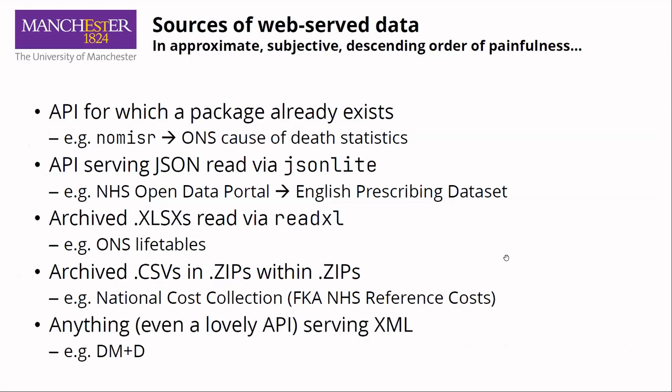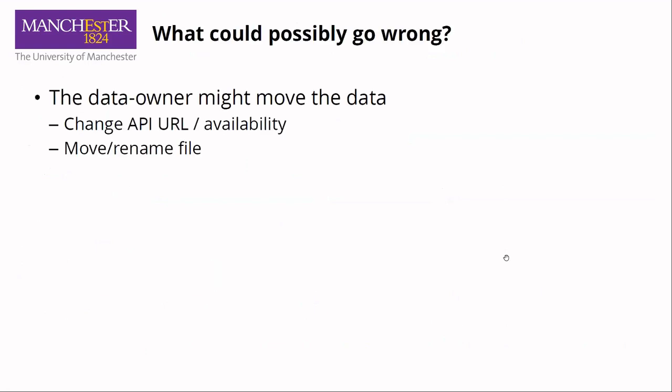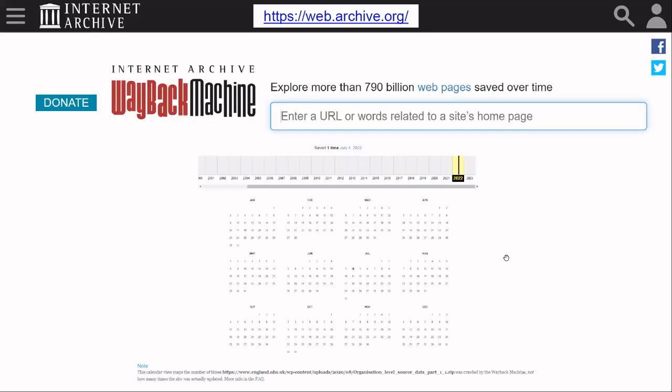There's only one thing worse than that, and that's anything in XML. I'm quickly running out of time, so I'm going to whip through why wouldn't you want to do that? So the data owner might move the data, then everything breaks. There's a potential example there. You don't get the data.